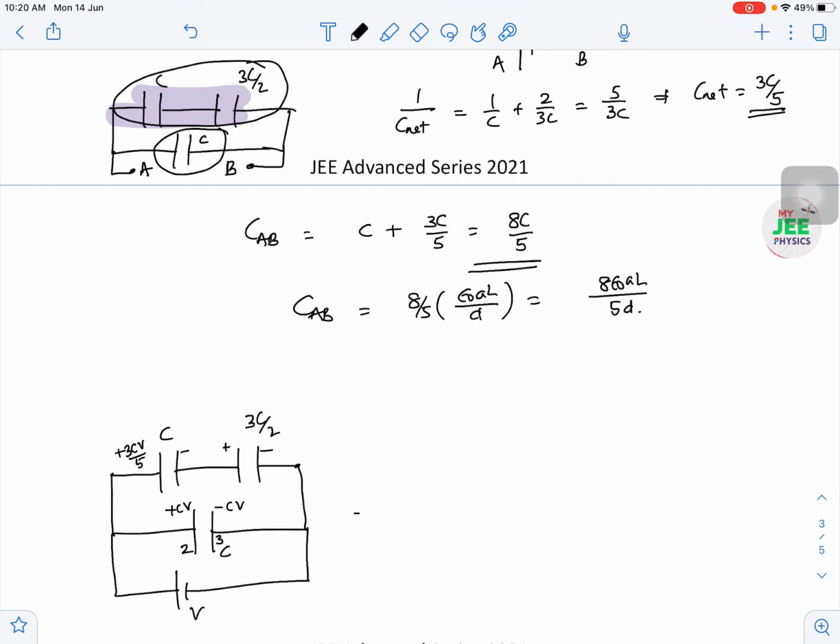Now the same thing I can draw, because here one capacitance is there, but that is equivalent to two capacitances, no? This 3C by 2 is not one single capacitance, it is equal to two capacitors. So then we can identify this is the second plate, third plate, plus CV, minus CV.